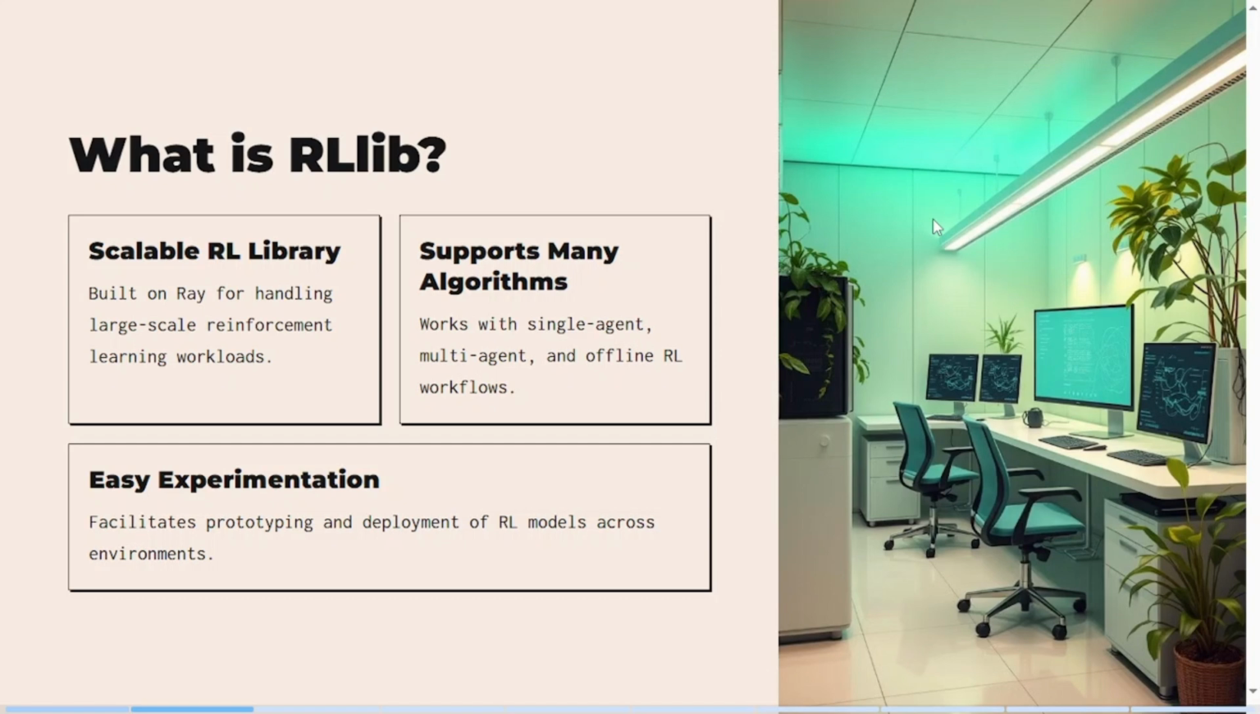RLlib is an open source reinforcement learning library developed by Anyscale and it is built on Ray. Ray is a framework for distributed computing that makes it easier to build RL applications. What makes RLlib special is that it is designed to handle the complexities of reinforcement learning at a large scale. It takes care of parallel training, hardware resource management, and experiment execution, so users can focus more on designing and testing the RL algorithms.